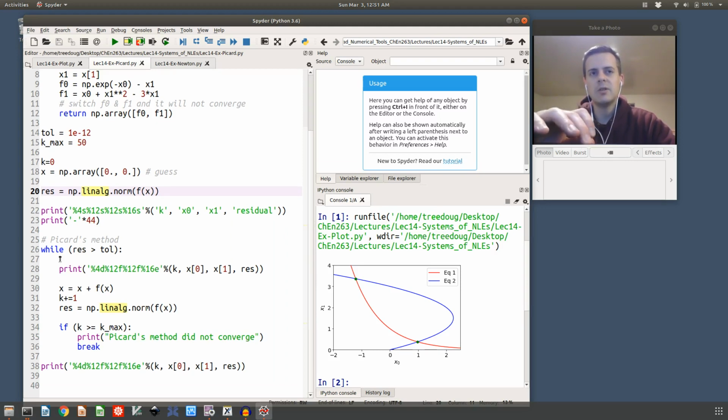Alright, now for Picard's method. So here's another print statement, and I say while the residual is greater than the tolerance, I do x is assigned to x plus f of x.